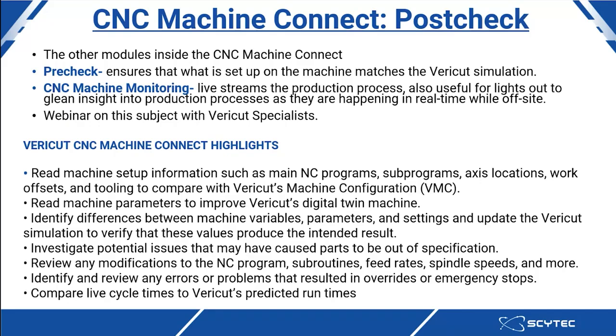You can also investigate potential issues that may have caused parts to be out of specification, as well as review any modifications to the NC program, subroutines, feed rates, spindle speeds, and more. And then finally, the last two highlights of CNC Machine Connect I'd like to go over are identifying and reviewing any errors or problems that resulted in overrides or emergency stops, as well as comparing life cycle times to Vericut's predicted run times.